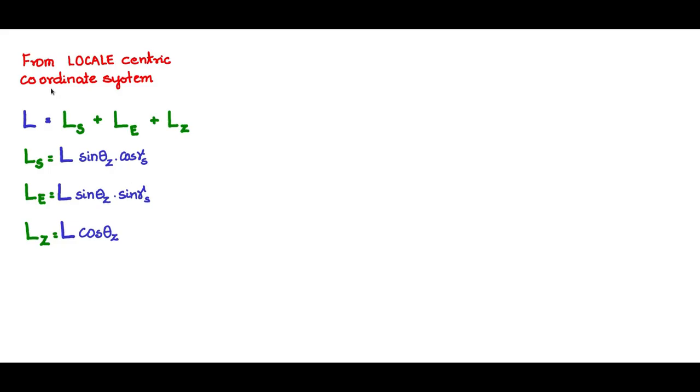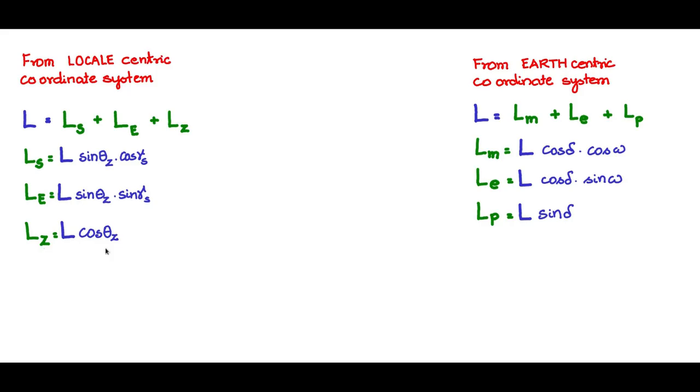Now let me put down the two sets of equation. So from the local centric coordinate system, we have the insolation L, which is a vectorial sum of LS, LE, and LZ. And from the earth centric coordinate system, we have L as a vectorial sum of LM, LE, and LP, L polar.